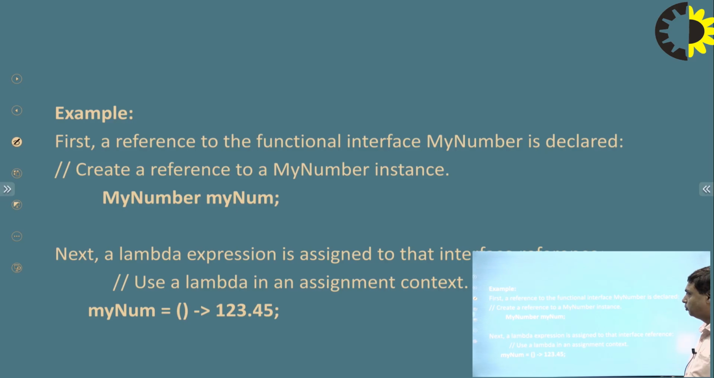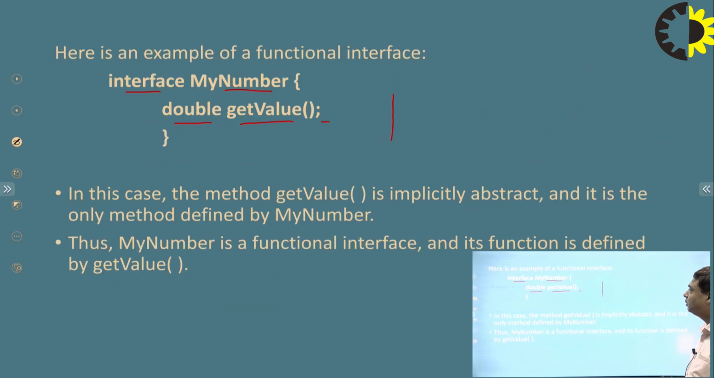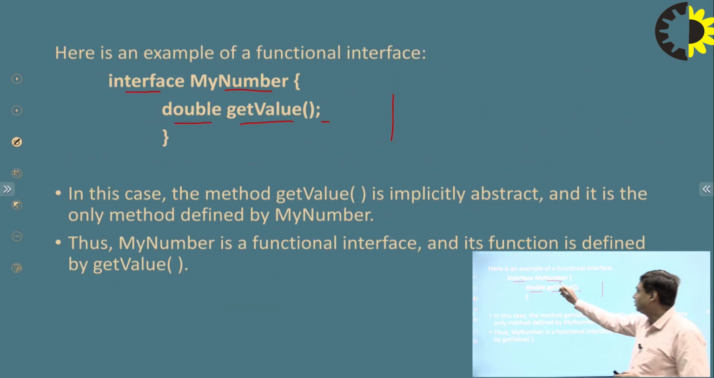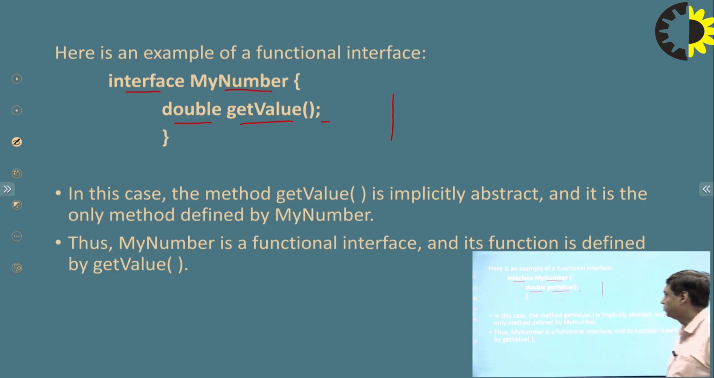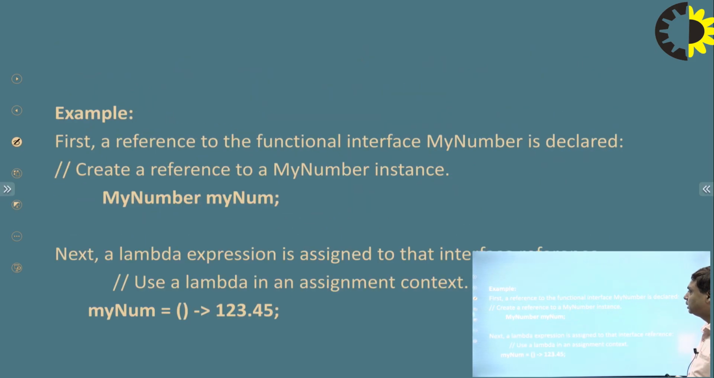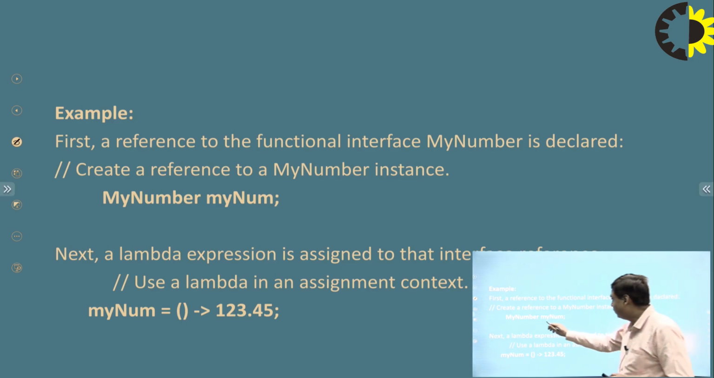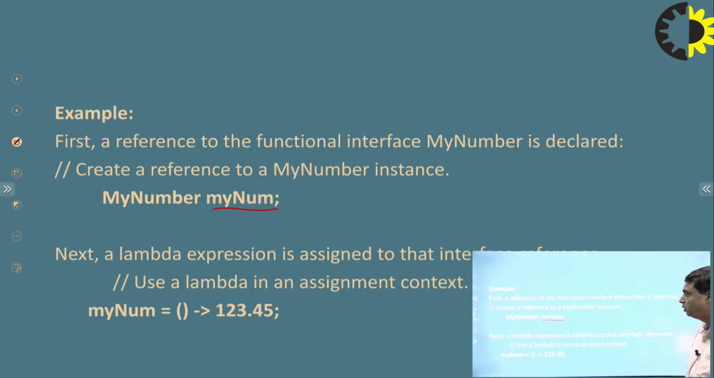Next, look at an example. I already defined a functional interface. The name of the functional interface is MyNumber. Here you can see I have defined a variable of MyNumber. Basically, it is a reference variable of MyNumber. Now, this portion is very important.